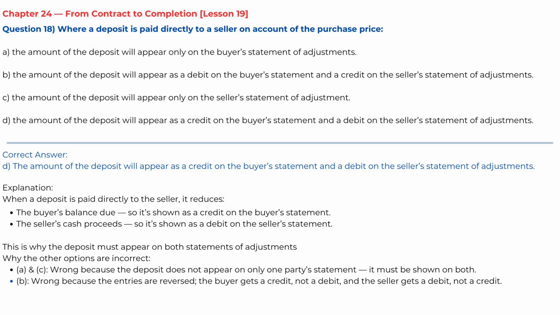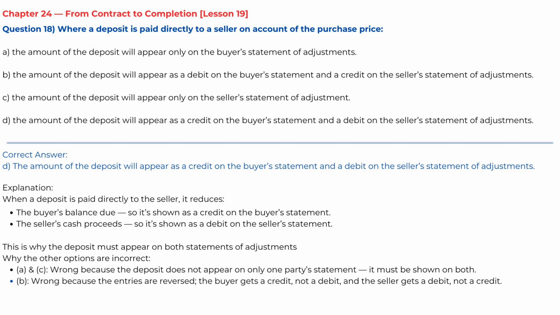Explanation. When a deposit is paid directly to the seller, it reduces the buyer's balance due, so it's shown as a credit on the buyer's statement. The seller's cash proceeds, so it's shown as a debit on the seller's statement. This is why the deposit must appear on both statements of adjustments.